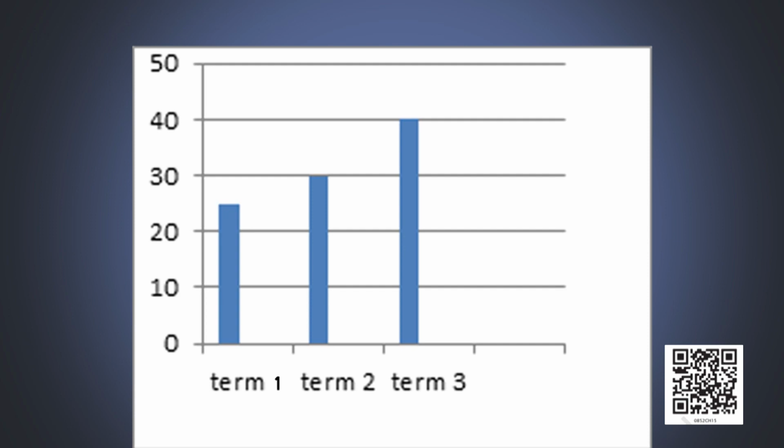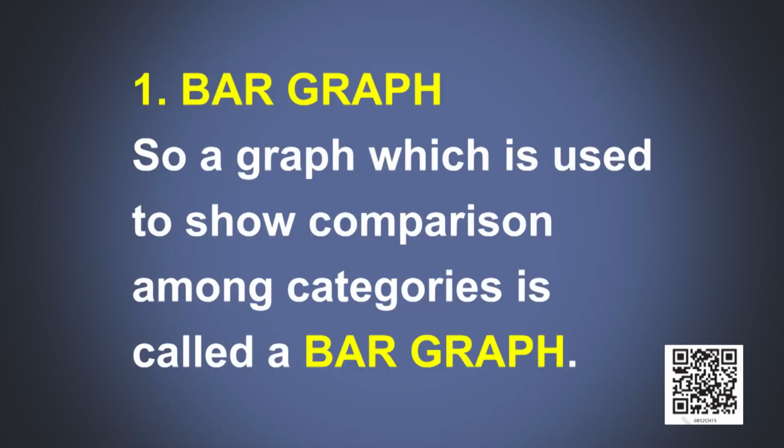What are we doing here? We are comparing Anu's performance by looking at those bars. So a graph which is used to show comparison among categories is called a bar graph. So what is a bar graph? A graph which is used to show comparison among categories.